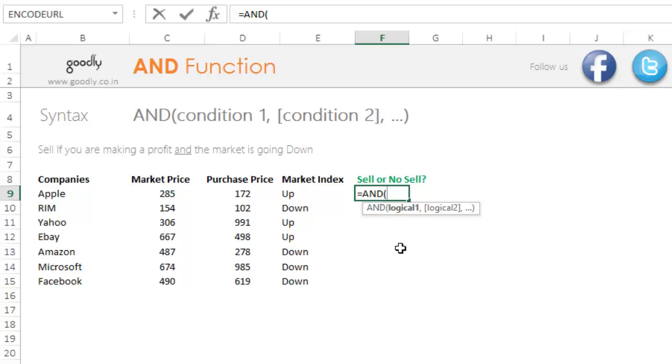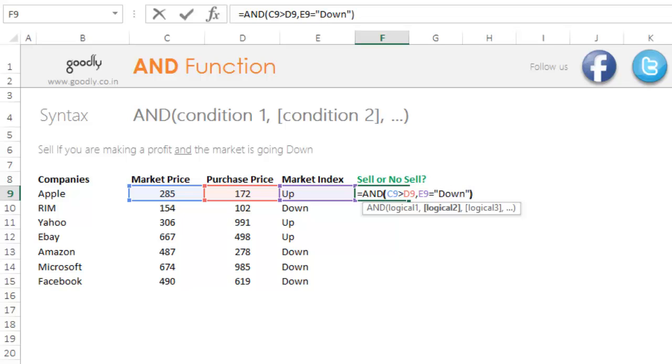So in the AND statement, you start writing the logical tests. My first logical test is to check for profitability: if the market price is more than the purchase price. And the second logical test is whether the market index is going down or not, so if this cell equals DOWN. So these are the two things that I want to write.